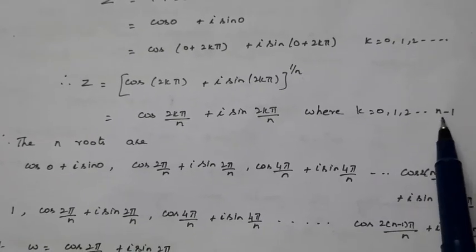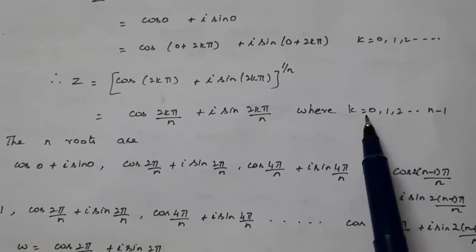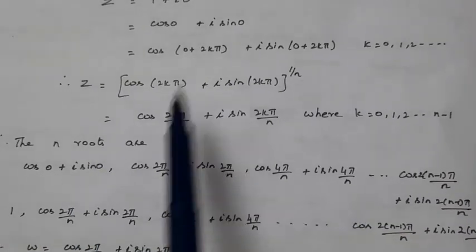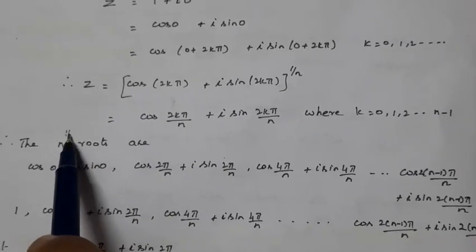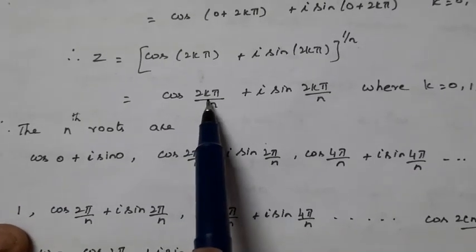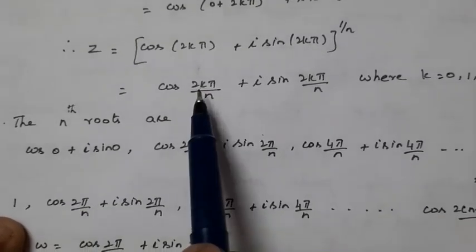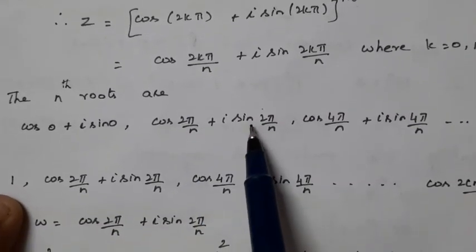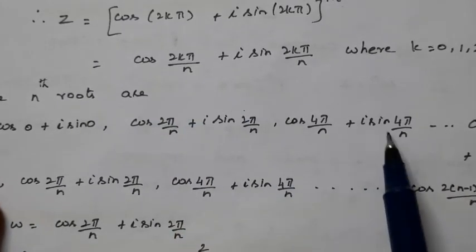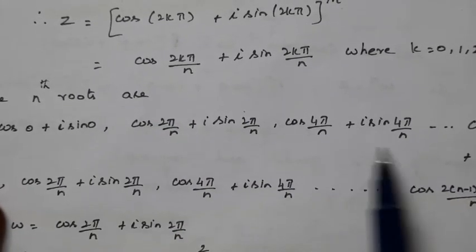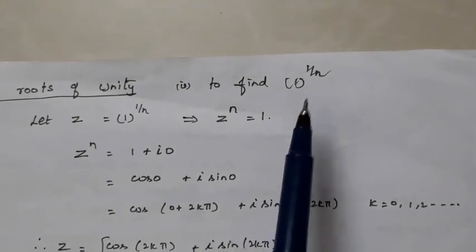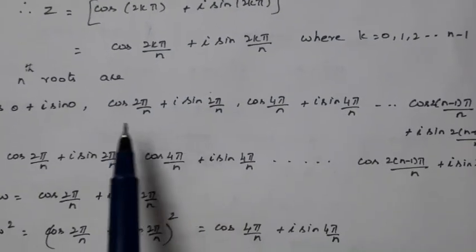What are the n distinct values? They are obtained by taking k as 0 to n minus 1. Therefore, let us write down the nth roots of unity. What are the nth roots of unity? By substituting k equal to 0, we have cos 0 plus i sin 0. Then k equal to 1 gives cos 2 pi by n plus i sin 2 pi by n, and by substituting k as 2, we have cos 4 pi by n plus i sin 4 pi by n, etc. So we have n roots here, and these n roots form the nth roots of unity.